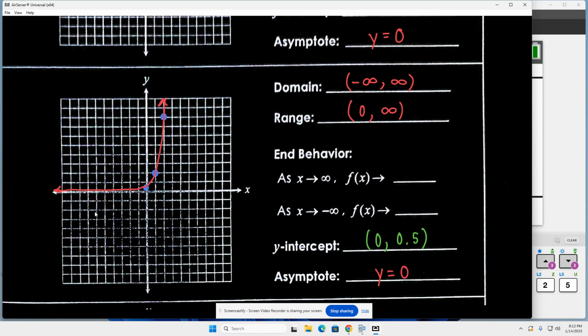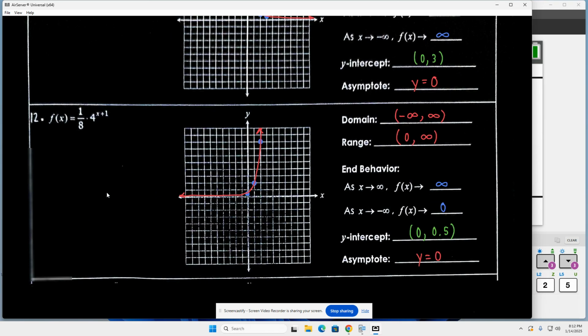And my end behavior switches. As x approaches infinity, as we're going to the right, this thing's going up, which we define as infinity. But as we're going to the left, my y is not going towards negative infinity. It's not going down forever. It's going down towards my asymptote, which is 0. So there you have it. That is how you answer all these questions about the graphs, which we have done.